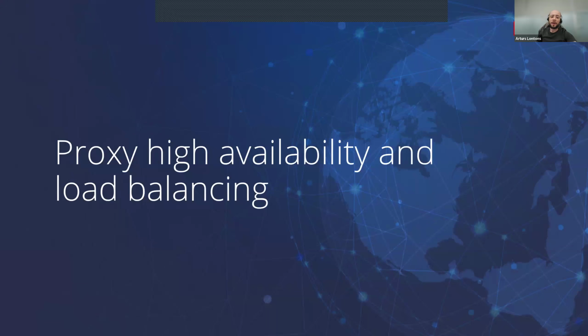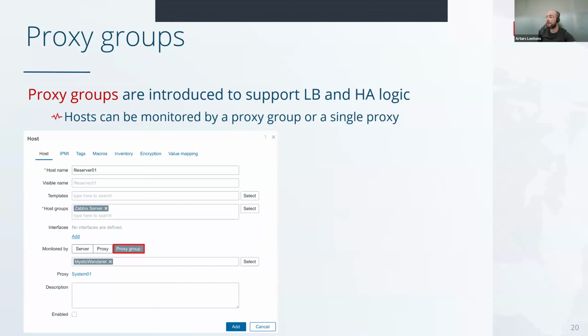Next up, another long-awaited feature, proxy high availability and load balancing that we've introduced in Zabbix 7.0. So this is done by way of proxy groups. So we've introduced a concept of proxy groups. Proxy groups support load balancing and high availability logic. So instead of hosts being assigned directly to proxies, they can now be assigned to be monitored by a proxy group.